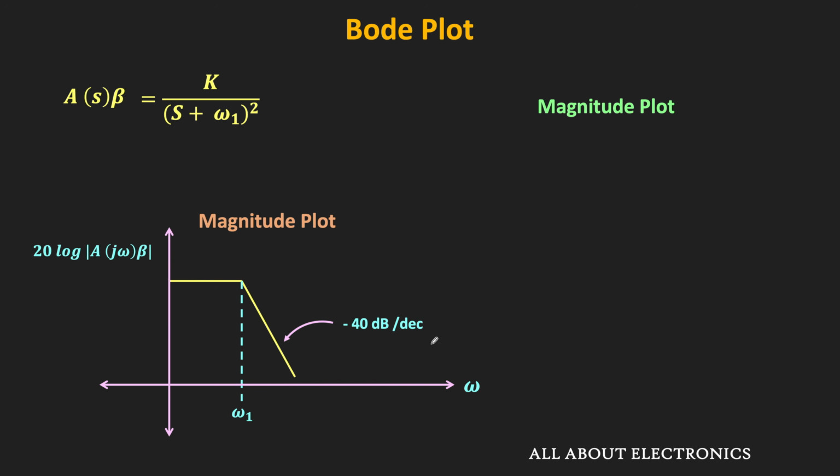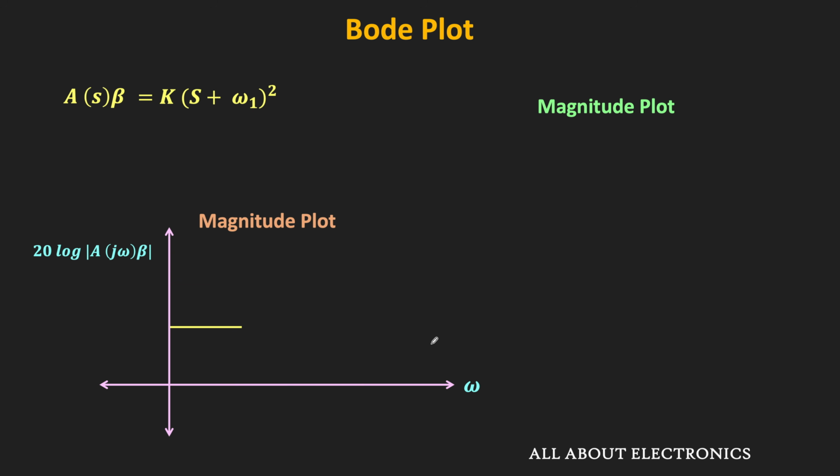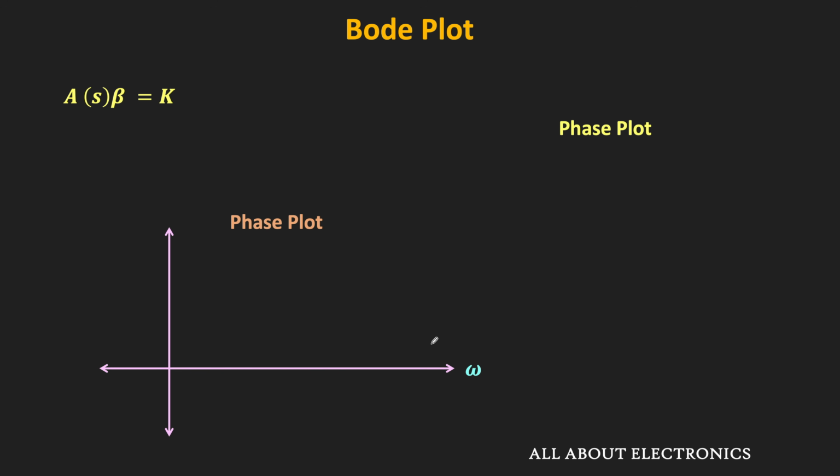And the same is the case for multiple zeros. That means, for example, if we have two zeros at a specific frequency omega 1, then from omega 1 onwards, this amplitude will increase at the rate of 40 dB per decade. So this is how, based on the expression of A beta, we can plot this magnitude plot. Similarly, now let us see how to draw the phase plot.